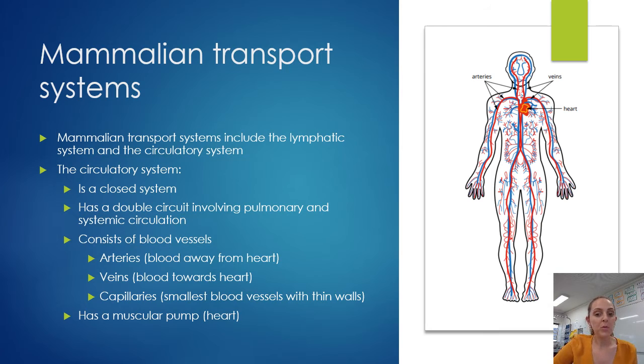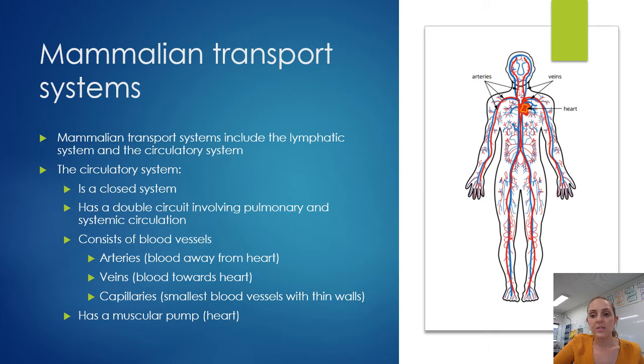Okay, now in mammals, we have both the lymphatic and circulatory systems. Circulatory system, like I said before, is a closed system, and it has a double circuit for us as mammals. So that includes the pulmonary and the systemic circulation. So we'll get to that shortly. We have blood vessels, and that includes arteries, veins, and capillaries.